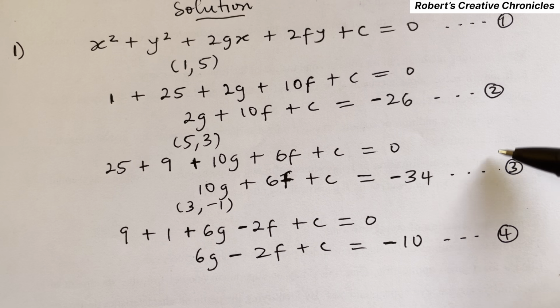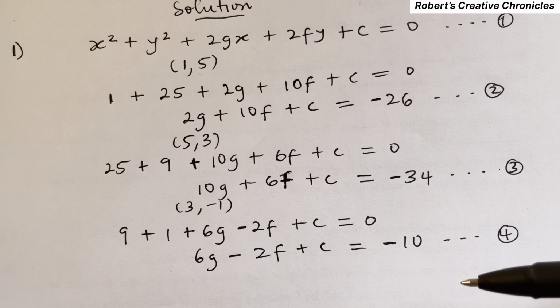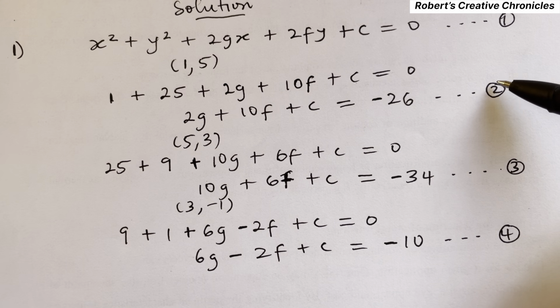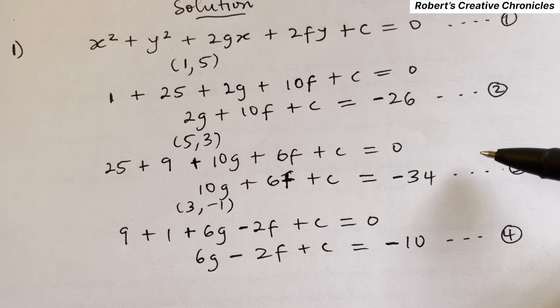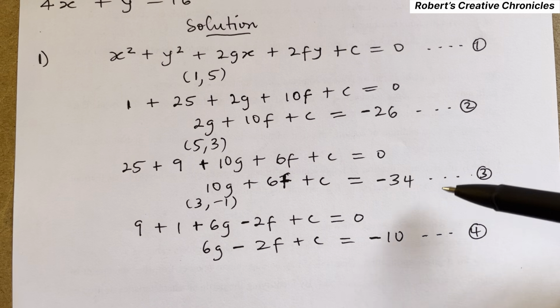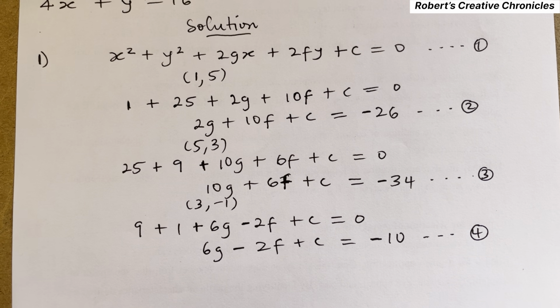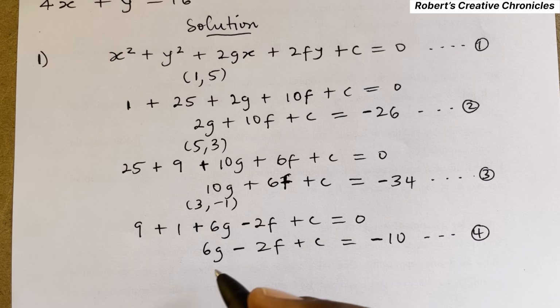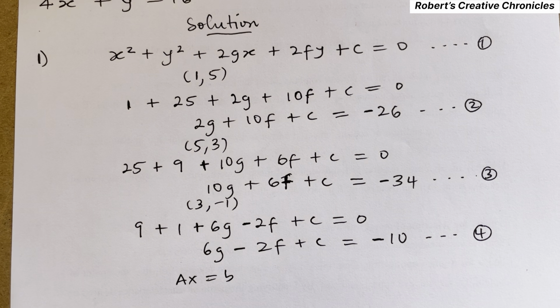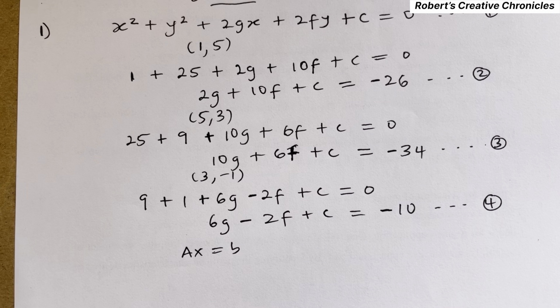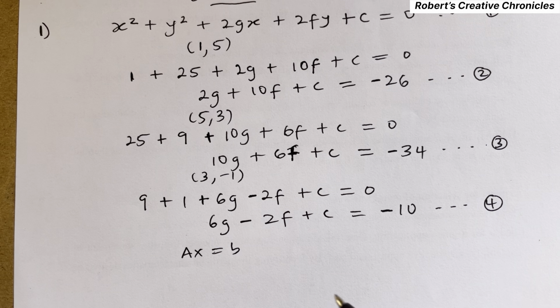So now we'll solve these 3 simultaneous equations using any method we want. You can use determinant method, matrix inversion method, or substitution method, any method you want. Or you can even use your calculator. But let's use determinant method, whereby AX is equals to B.